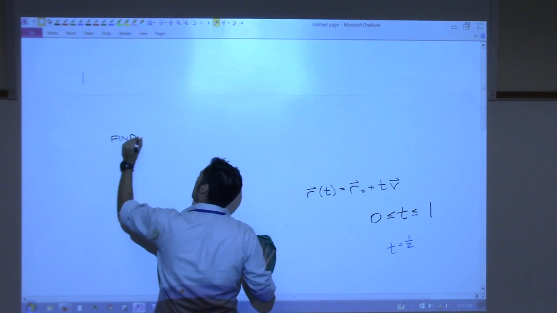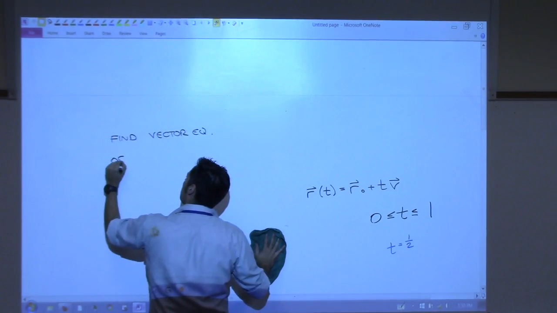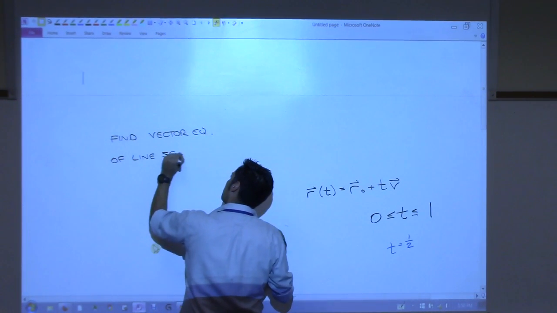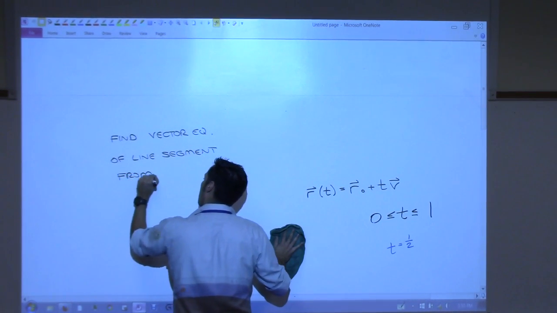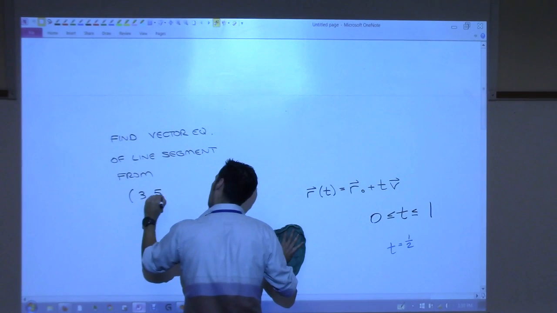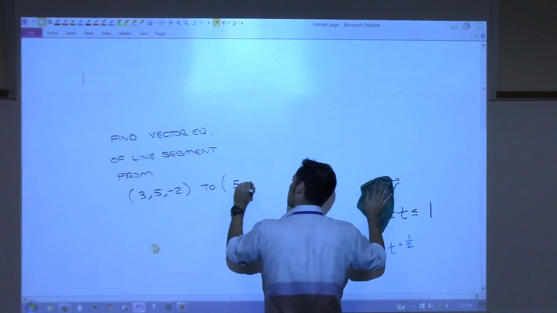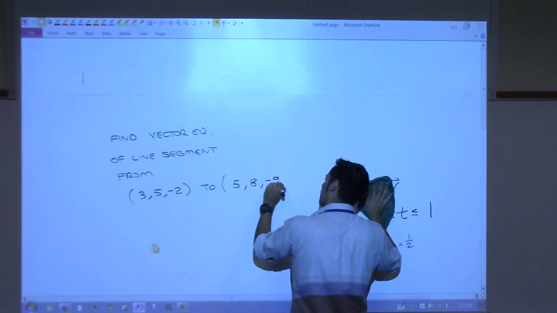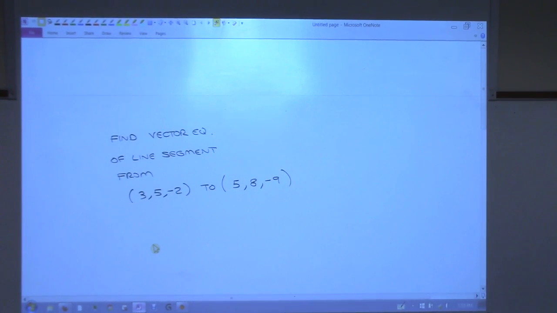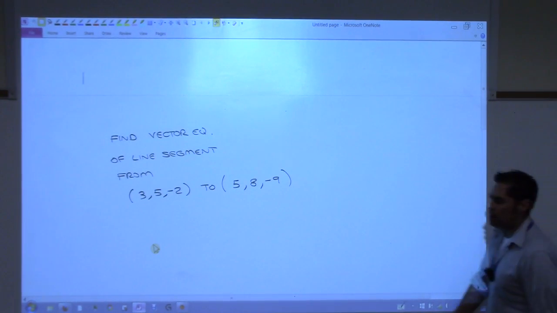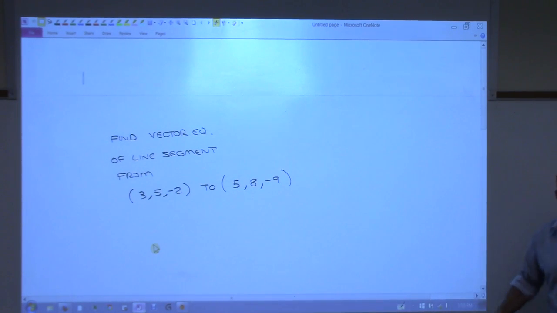Find the vector equation of the line segment from 3, 5, -2 to the point 5, 8, -9. I want you to draw this segment that connects these 2 points with the vector function.